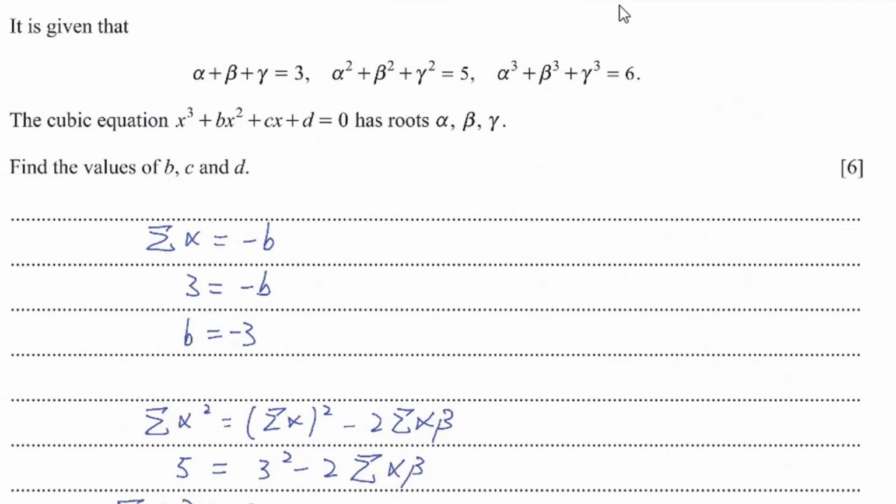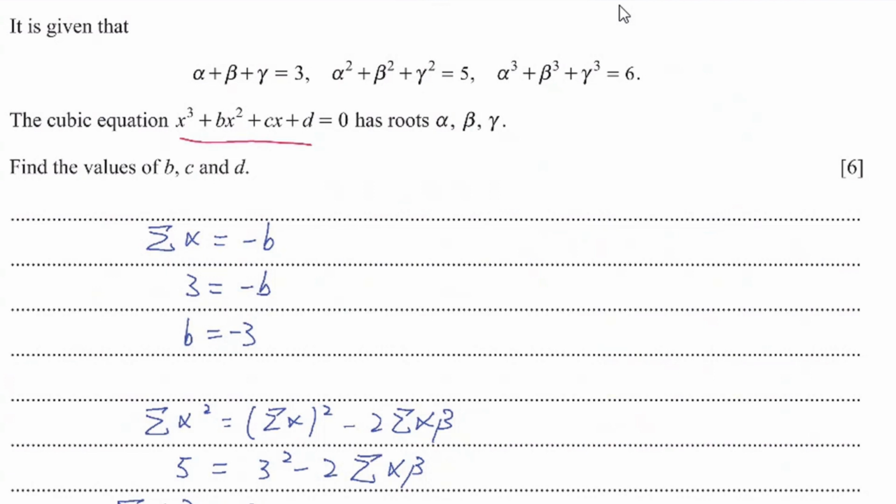And they have already given us lots of the info here, including the sum of roots, sum of squares, and also sum of cubes of the roots. So they give us this form of the cubic equation. Basically, the cubic equation here, they actually left out all the coefficients there. So we need to find the values of B, C, and D here.